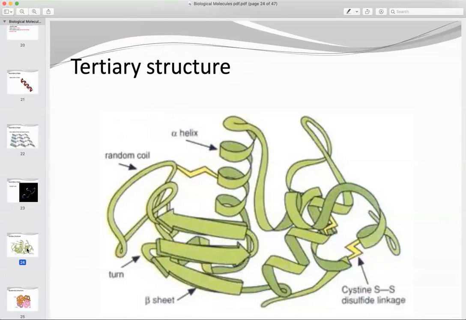Tertiary structure is when we have the interaction of two different primary amino acid chains, adjacent amino acid chains interacting together.